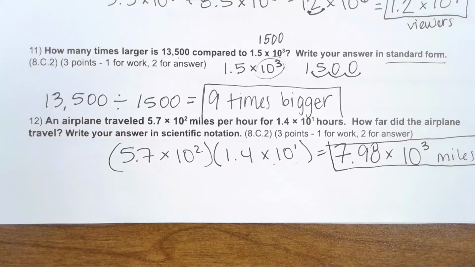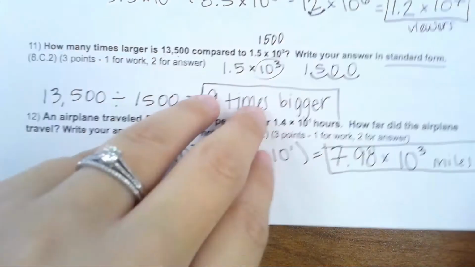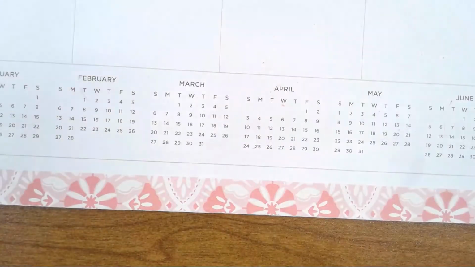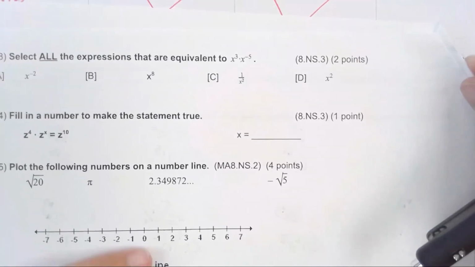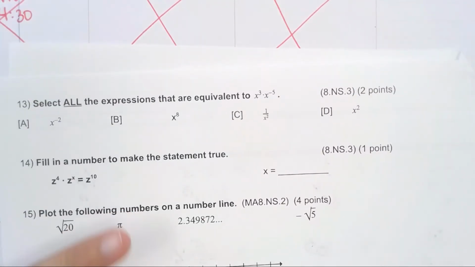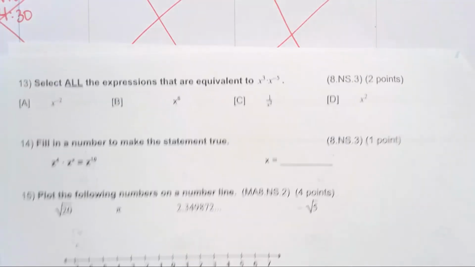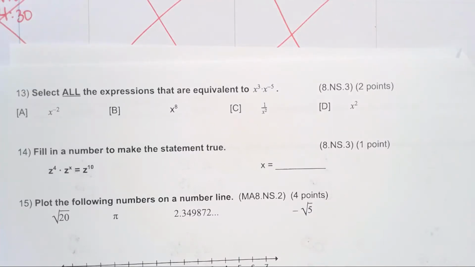Okay, so we are going to go ahead and move on to the second page. As you guys know, you can pause this video at any moment if you need to catch up on something. All right, number 13, select all the expressions that are equivalent to x to the third times x to the negative fifth. So guys, whenever it says select all, that means 9 times out of 10, there's probably more than one answer that's correct, okay?